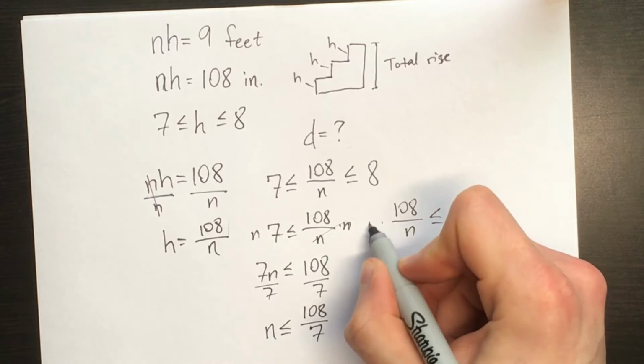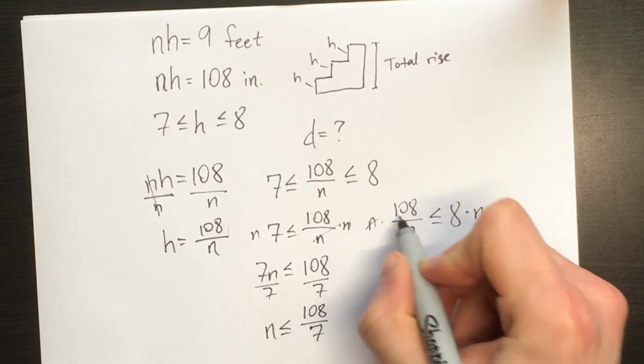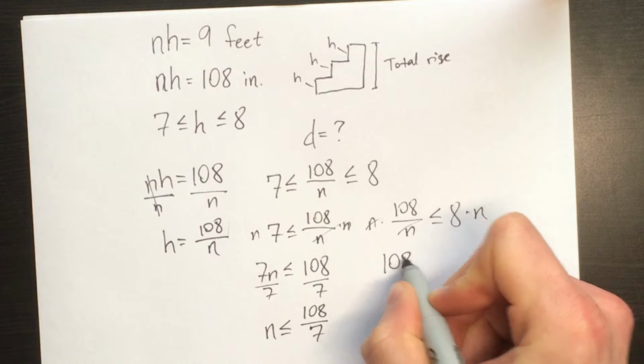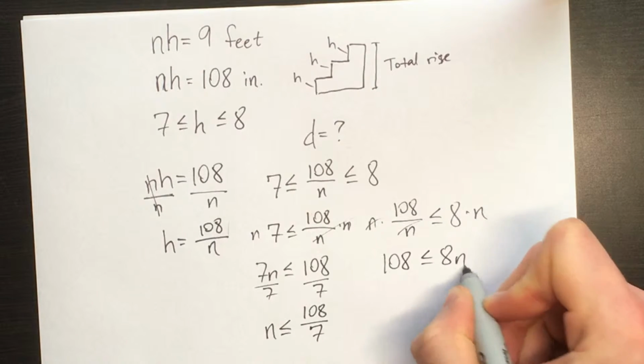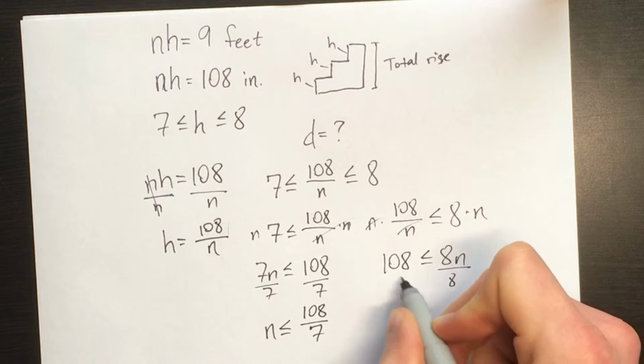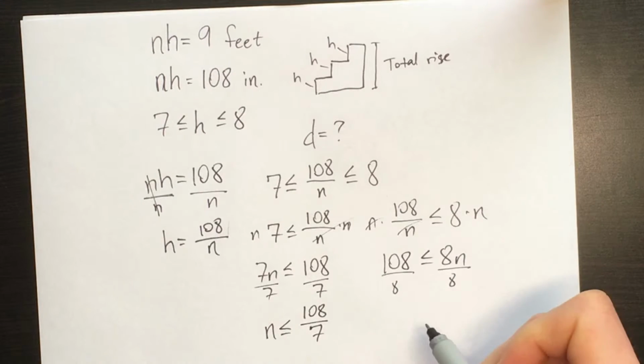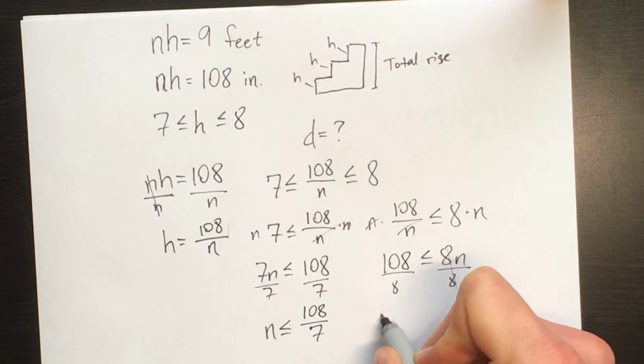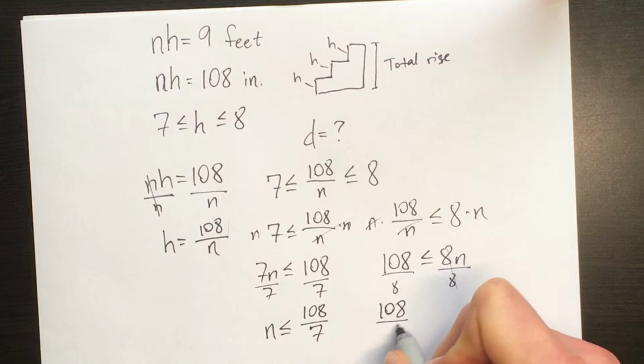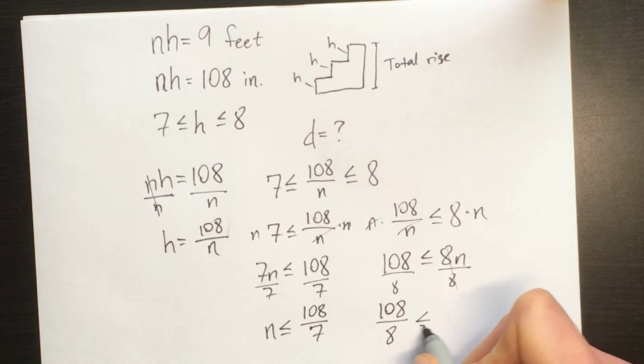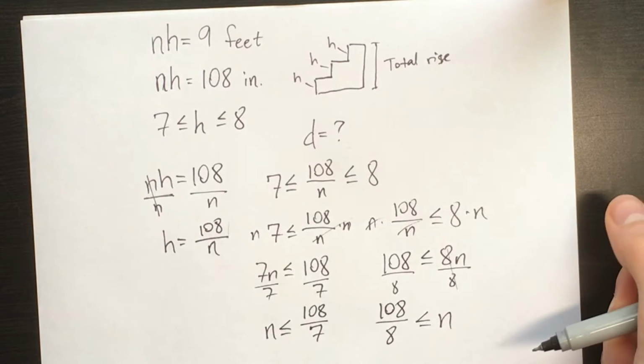So here again, multiply by N on both sides. N's cancel out, so you have 108 less than or equal to 8N. To get our N by itself, we want to divide both sides by 8, so 8 cancels out, so you have 108 over 8 is less than or equal to N.